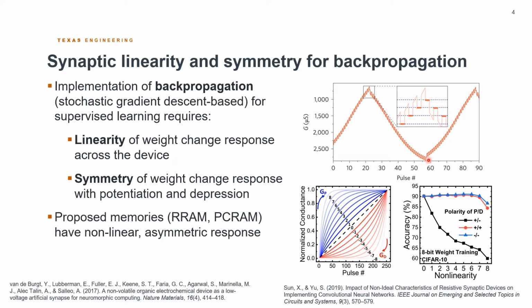Symmetry is also important, as shown in the black curve in this figure here. As you can see, as nonlinearity increases, the accuracy of the neural network sharply decreases for an asymmetric synapse, whereas a network with symmetric synapses is more resilient to this nonlinearity. Proposed memories such as RRAM and phase change memory have nonlinear asymmetric responses, so there's room for improvement in this area.